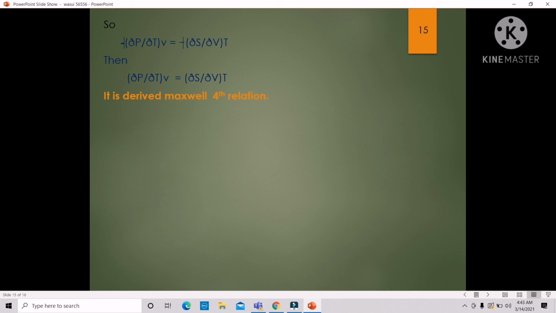Then we move forward to evaluate both sides. The minus signs cancel each other out. Then we have formed change in pressure with respect to change in temperature, having volume constant, equal to ∂S divided by ∂V, with temperature constant. Here we have discussed the fourth relationship.